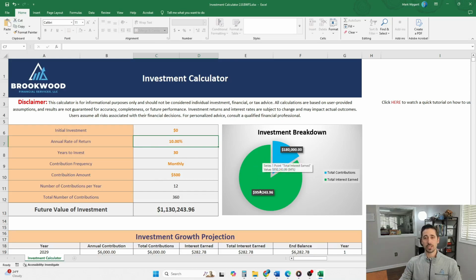And what you can see, which is incredible, which is very visual, is 950,000 out of this future value of your investment of 1.13 million came from, it says total interest earned here, but this is your investment returns, right? This is how hard your money worked for you. So you put $180,000 in, and that $180,000 worked so hard for you that it created another $950,000, almost $1 million in this 30-year time frame by contributing that $500 a month. So you can see the power of compounding, the power of staying consistent over time and investing, okay?